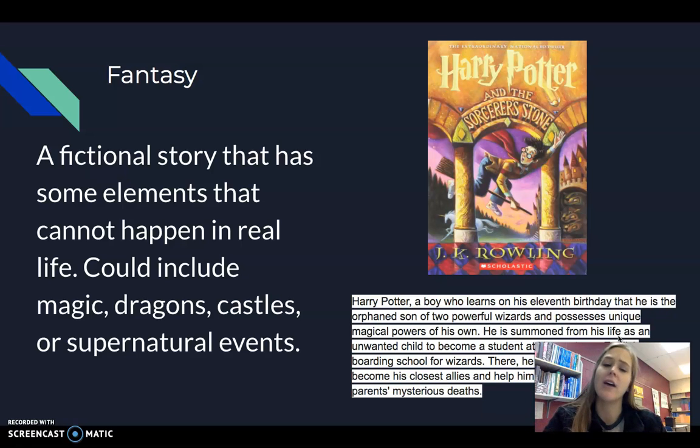And an example that we have is one of my favorites, which is Harry Potter. Harry Potter, a boy who learns on his 11th birthday that he is the orphan son of two powerful wizards and possesses unique magical powers of his own. He is summoned from his life as an unwanted child to become a student at Hogwarts, an English boarding school for wizards. There, he meets several friends who become his closest allies and help him discover the truth about his parents' mysterious deaths. So we've got the magic, we've got the dragons, we've got the castles. So Harry Potter is a fantasy. Right now, please go fill in your fantasy notes.